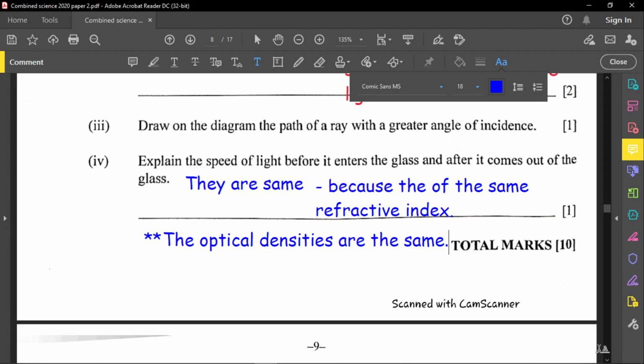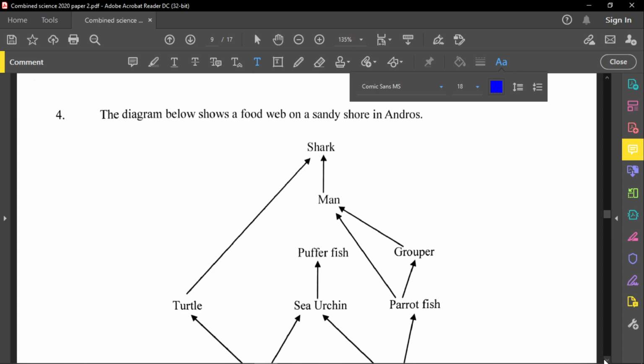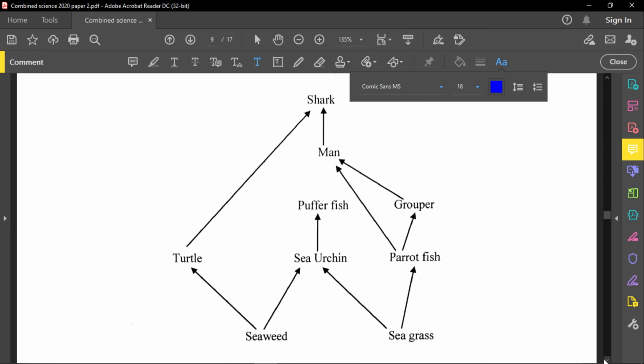Now let's jump into the next question. This question is finished. Question number 4. It says the diagram below shows a food web on a sandy shore in Andros. Here we have a number of organisms. We have a seagrass, a seaweed, a sea urchin, a parrotfish, a grouper, the pufferfish, the turtle, the man, and the shark. Wow, man is being eaten by a shark.